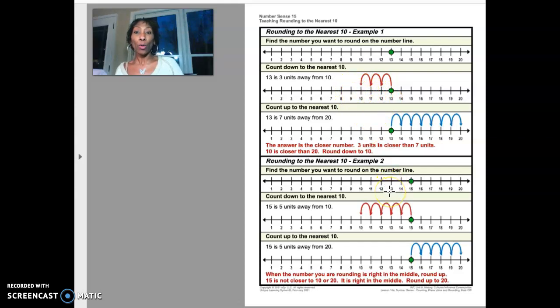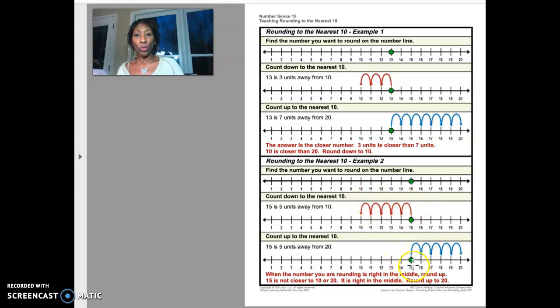For example 2, again, we're going to look at our number. Our number here is 15. We have to figure out, should we round up or round down, depending on how close the nearest 10 is. So let's start. 15, we're going to round down. So 1, 2, 3, 4, 5 to get to the nearest 10.